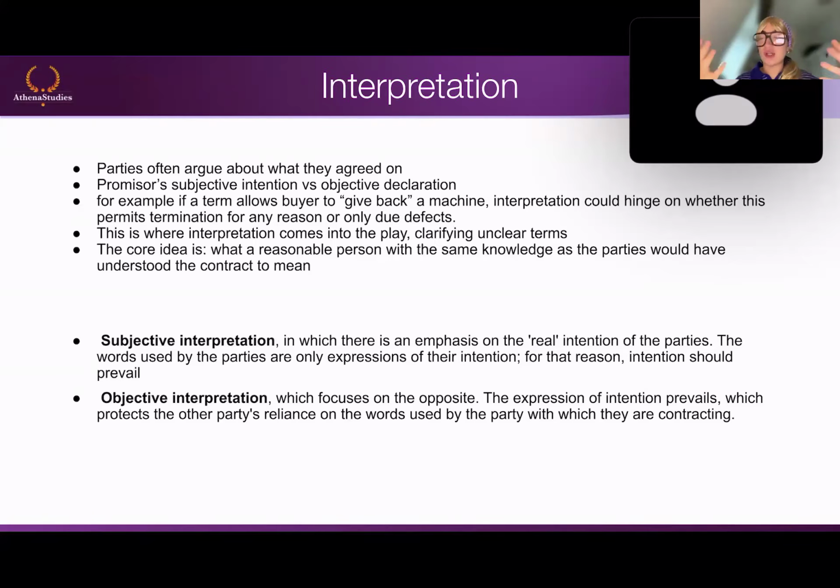What subjective interpretation emphasizes is what the parties actually intended. So what was your intention behind these words? This is what the subjective interpretation asks. On the other hand, the objective interpretation asks what you actually said in the contract. So it disregards the intention. It doesn't care whether you actually meant it or not. It just says that in here it is written like that, and a reasonable person would say that this means whatever this means. So there's no need to know your intention. This is the difference between the types of interpretation.